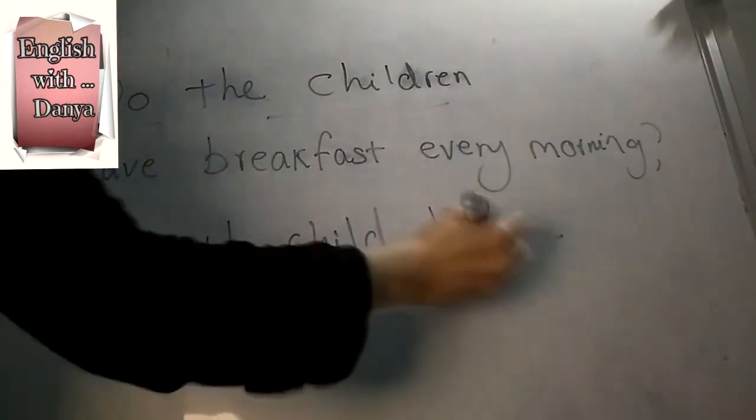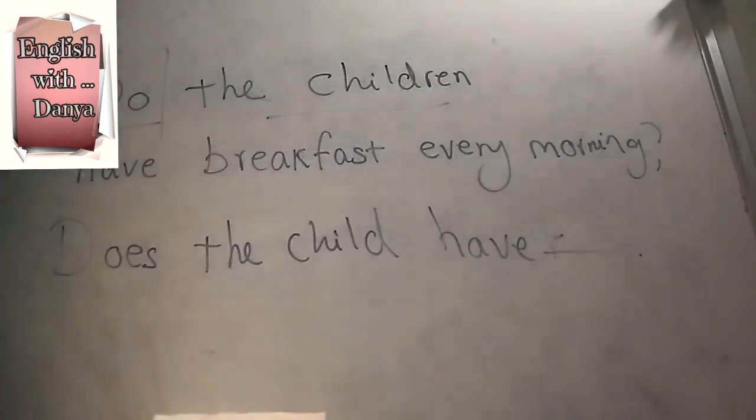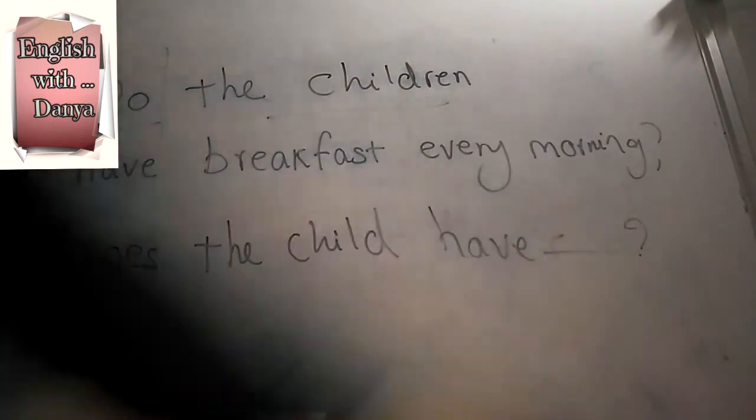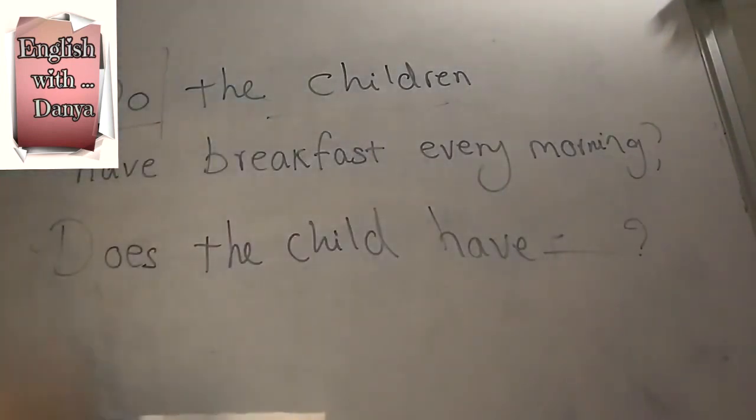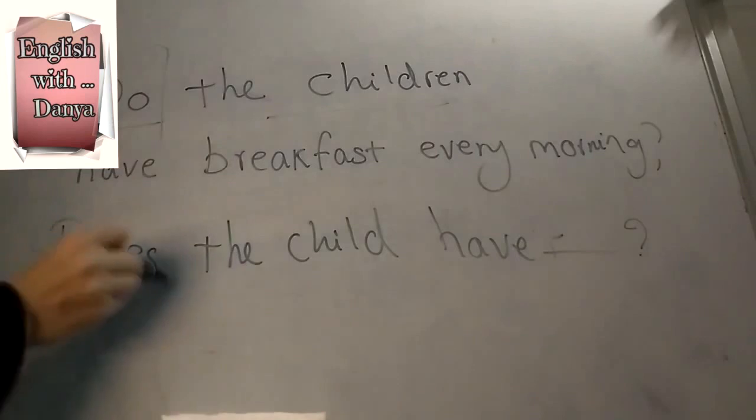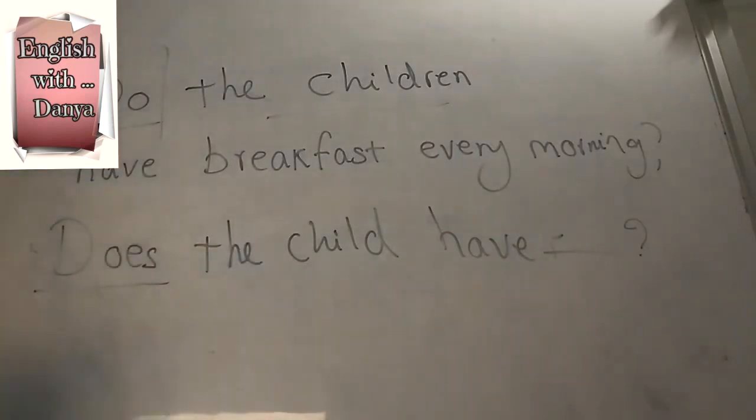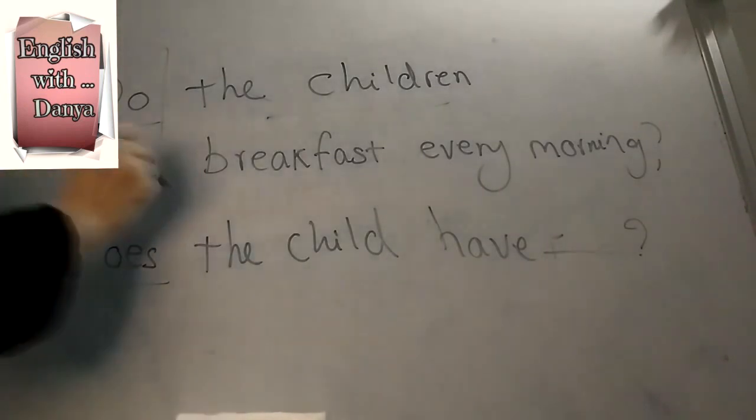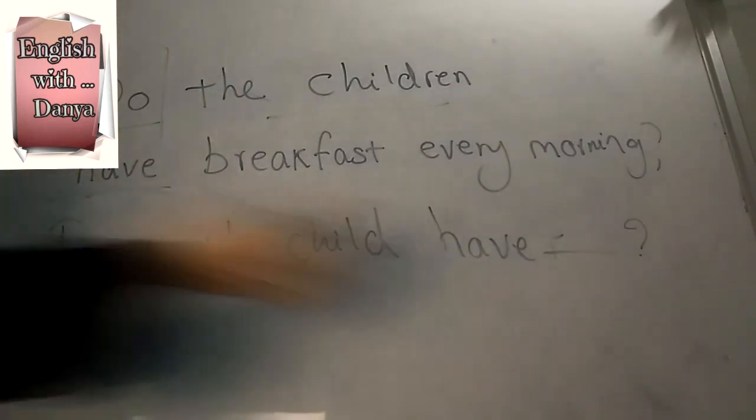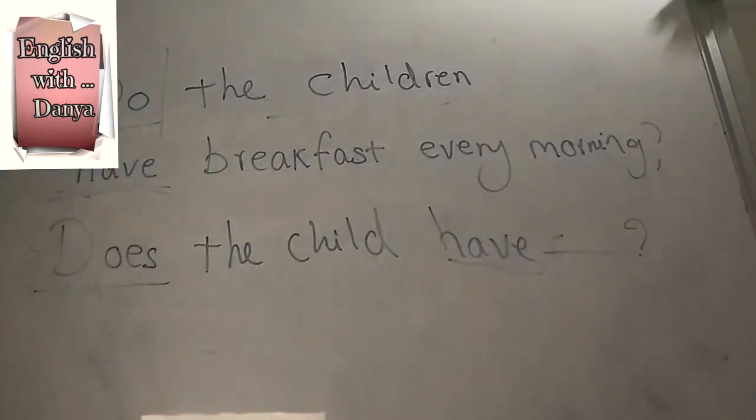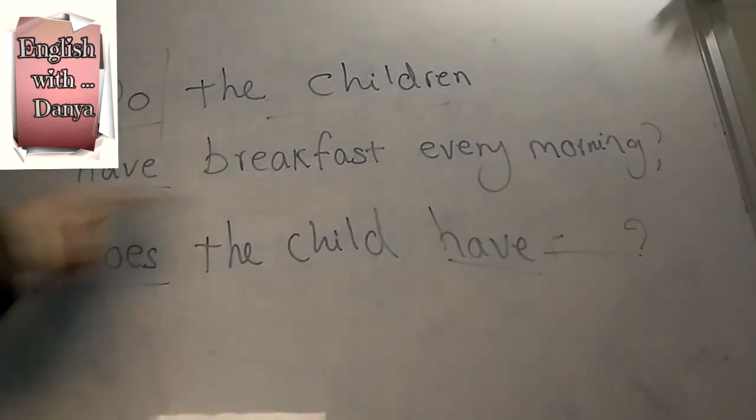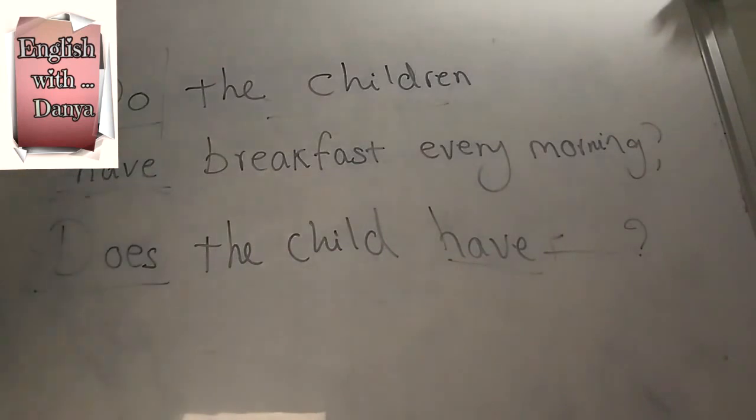have breakfast every morning. All right? So in here we use does because we have a child. This is number one. Number two, which is so important, is the use of have. Why are we using the base form in both sentences? The reason is because if you have do and does in the question, the verb should be in base form.